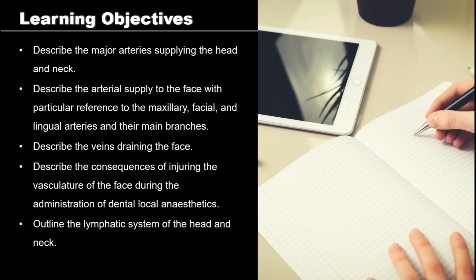We have now reached the end of this video, so let's summarise the things that we have looked at. We have looked at the major arteries supplying the head and neck, and we've been able to describe the artery supply to the face with reference to the maxillary, facial, and the lingual arteries and their main branches. We've also had a look at the veins draining the face and the implications of damaging the vasculature of the face during the administration of dental local anesthetics. And finally, we've briefly looked at the lymphatic system of the head and the neck.